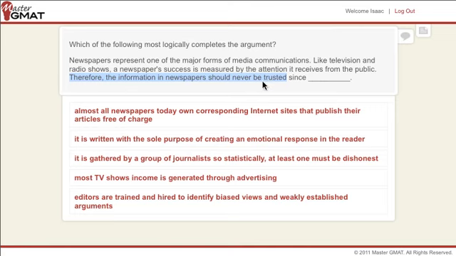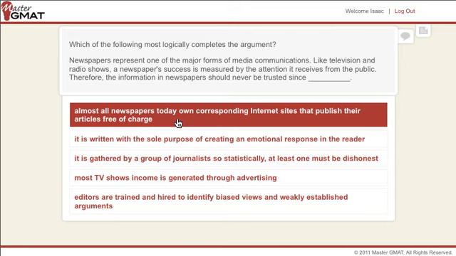So, the information in newspapers should never be trusted, since... now we have to be careful over here. What does since indicate? Well, since the missing part follows the reason conjunction since, it is a premise. And it's a premise which supports a conclusion because of that word since. So it's basically a conclusion strengthening question. We have to flip this into a conclusion strengthening question. We're looking for a premise which strengthens the actual conclusion given over here, something that agrees with the conclusion that newspapers should never be trusted. So let's go through the answer choices.